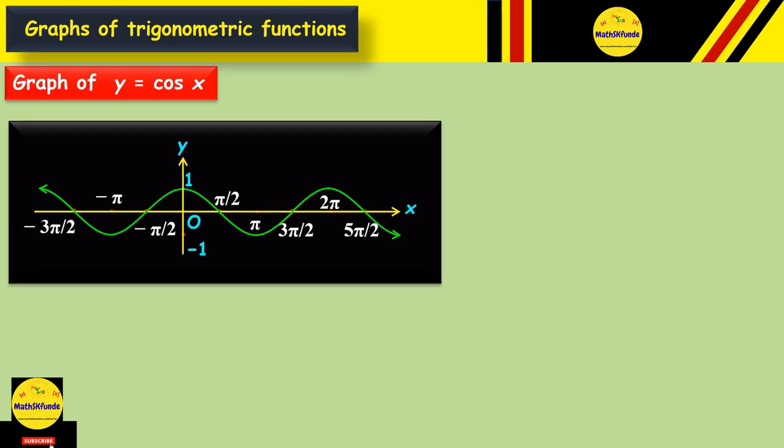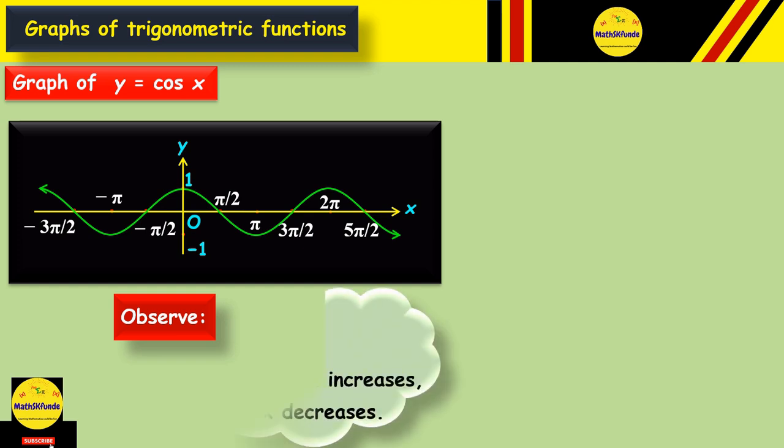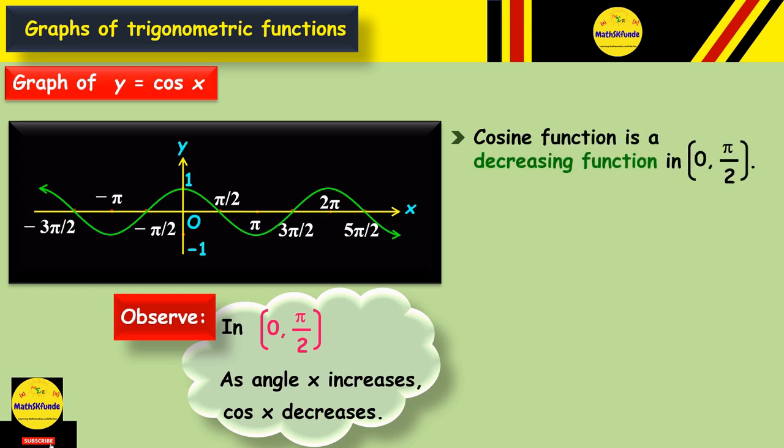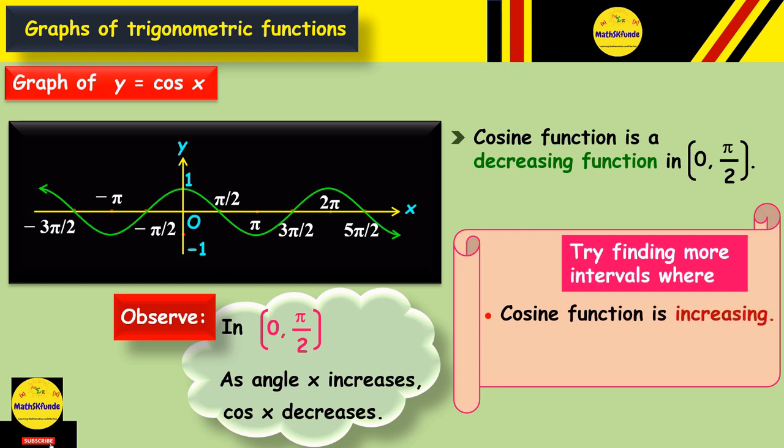Now we can also have some more observations about this graph of y equal to cos x. What I observe is that when x increases in 0 to pi by 2, then cos x values decrease. See, now x values increase from 0 to pi by 2, but cos x values are decreasing. That means it is called a decreasing function, right? So the cos function in 0 to pi by 2 is a decreasing function. Again, here I have just taken one small interval 0 to pi by 2. You can check for yourself in which all intervals cos x is increasing, in which intervals cos x is decreasing.